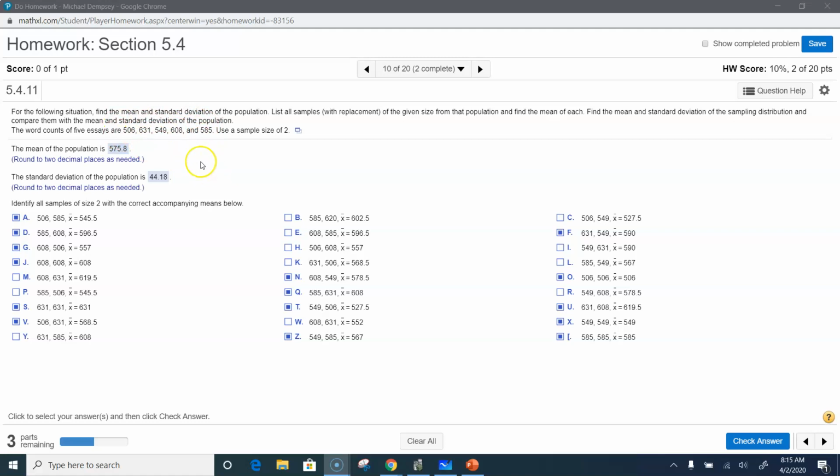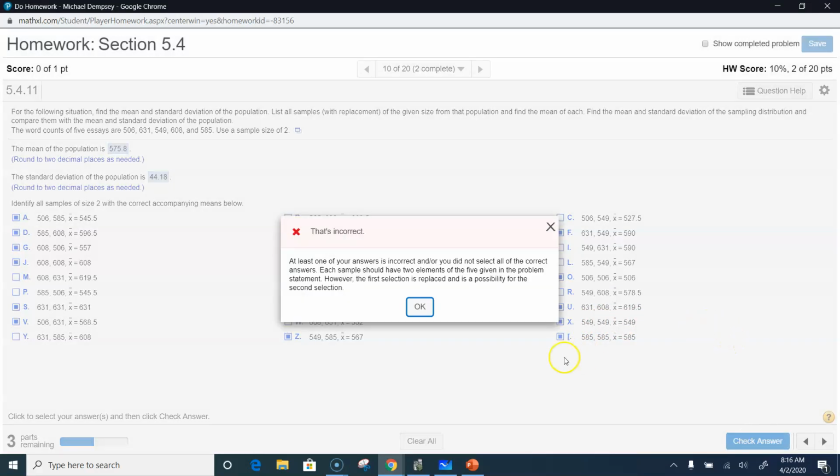Then I have to go and find where they can be matched with replacement. So 506 can be teamed up with himself. So I had to find 506, 506, and then obviously an average of 506. Those are the easiest ones to find. You don't have to do any calculation. Just 585, 585, 585, 549, 549, 549, and so on. So that's your sampling distribution of all possible samples of size 2 with replacement. Oops, I probably missed one somewhere in there.